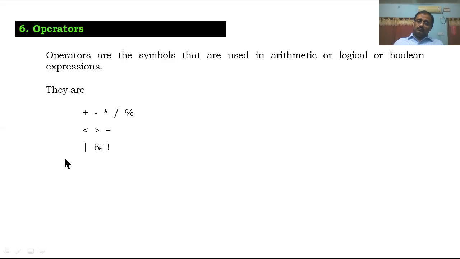So C tokens are of different types: keywords, identifiers, constants, strings, special symbols, and operators.